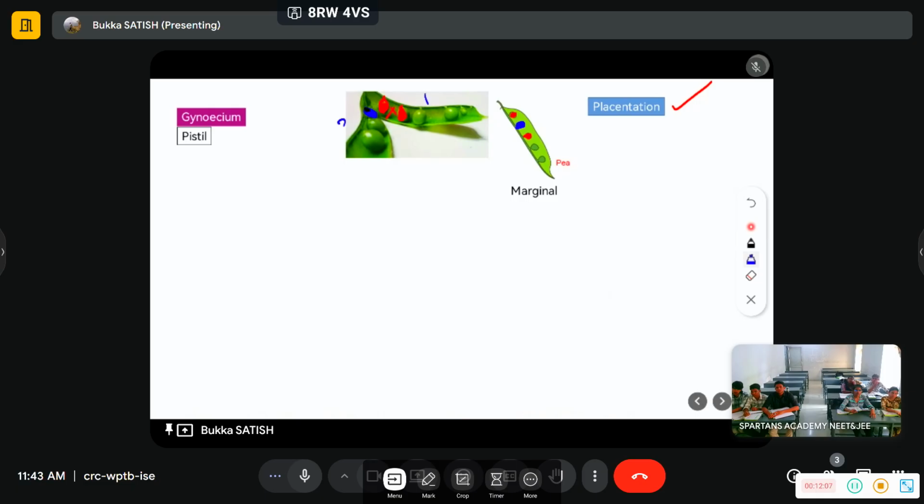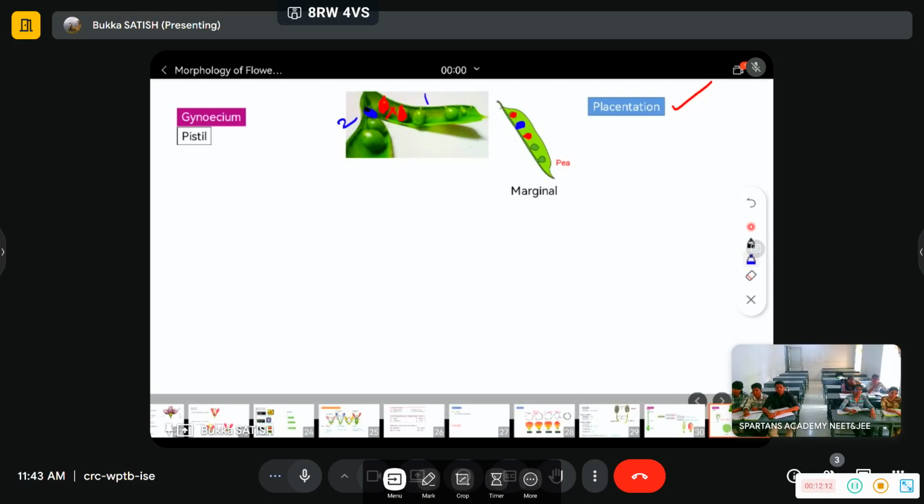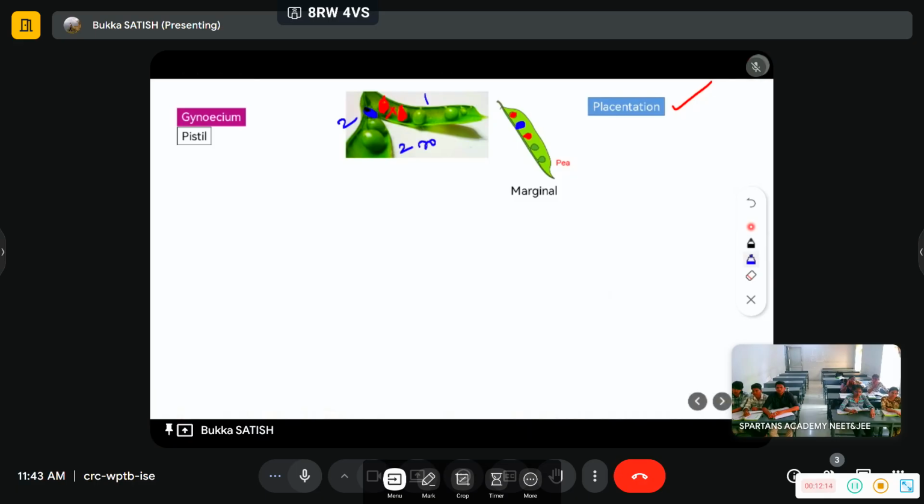This is one row, this is the other row. But when you see them all together, it looks like a single row only. But they are arranged in two rows. But where are they arranged?